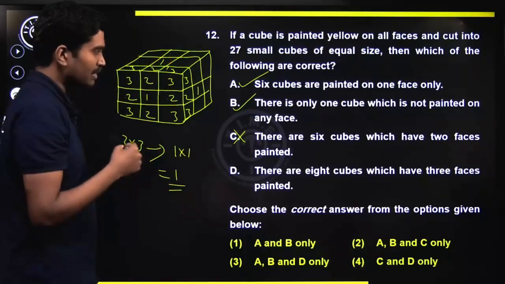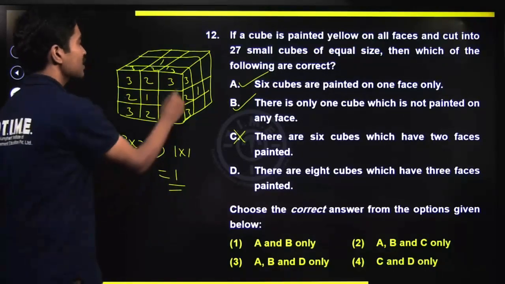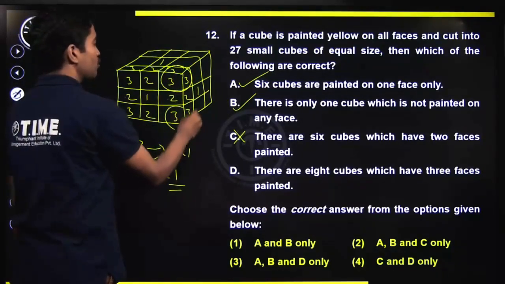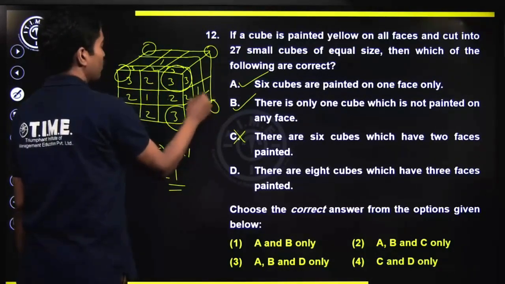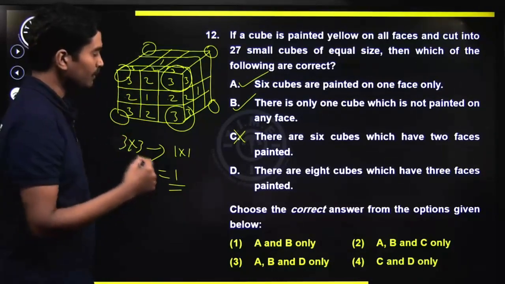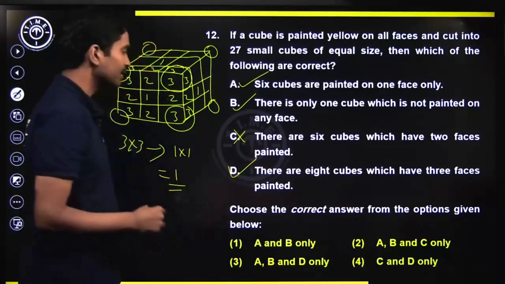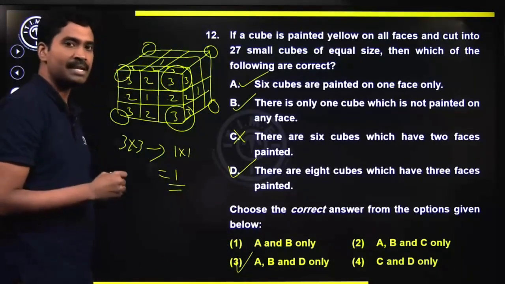And what about the next one? There are 8 cubes which have 3 faces painted, correct? This corner one corner, 2 corner, 3 corner, 4 corner, similarly 5th corner, 6th corner, 7th corner and the invisible 8th corner. So, there will be 8 cubes which have all the 3 faces painted. That would be A, B and D only. That would be option 3.